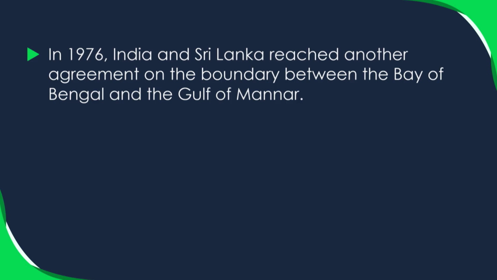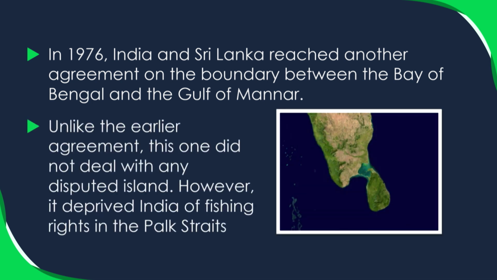It argued that the agreement did not grant any fishing rights, but only the right to dry their fishing nets, rest, and the pilgrims' right to visit the island for religious purposes. In 1976, India and Sri Lanka reached another agreement on the boundary between the Bay of Bengal and the Gulf of Mannar. Unlike the earlier agreement, this one did not deal with any disputed island. However, it deprived India of fishing rights in the Palk Strait.